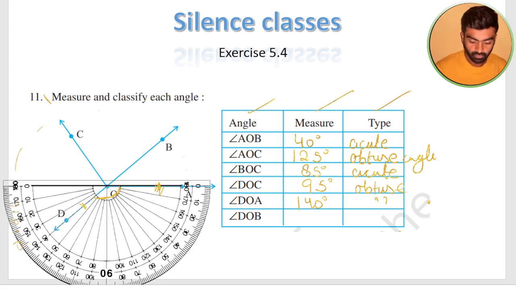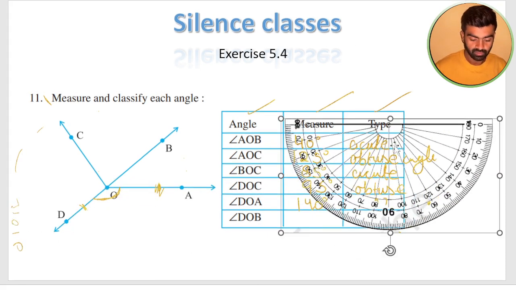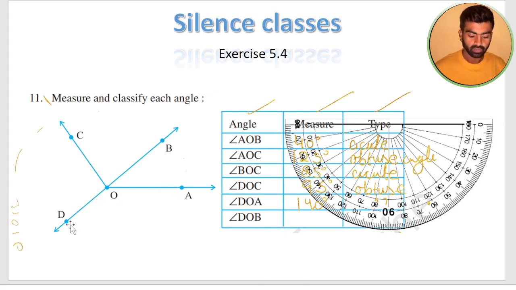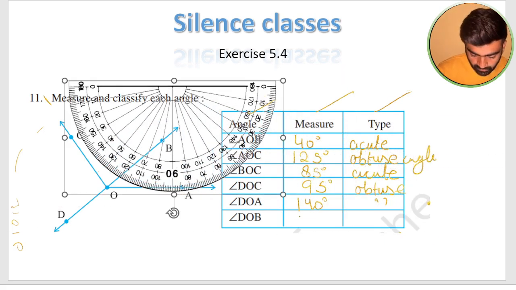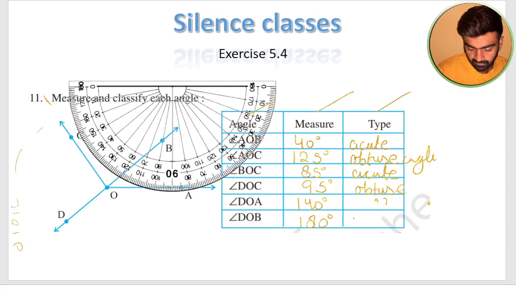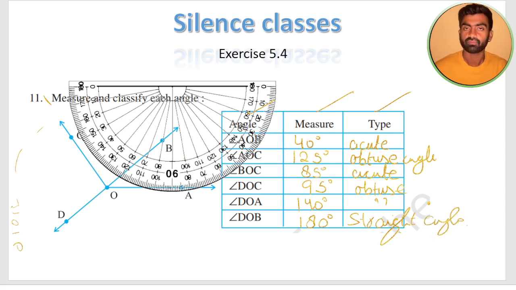Now we are talking about angle DOB. If you check it out, you can straight away say it is a straight line, and a straight line is of 180-degree. So we can directly write down that it is a 180-degree angle, a straight angle. Like this we can find out the measure of the angles and which type of angle it is.